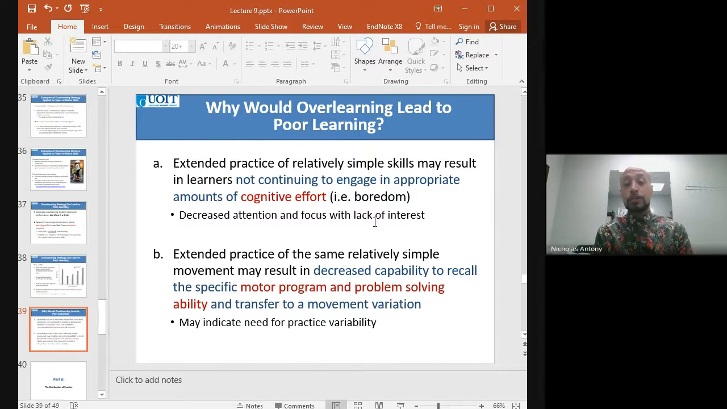And so we talked about the potential reasons as to why this overlearning more than 50% led to poor performance. Come up with other ideas if you want, but remember that the extended practice may prevent the learner from cognitively engaging in what they're doing, so they can develop bad habits or stop their learning. And by practicing the same thing over and over again, they're not having that problem solving, trial and error component that's so important with learning.